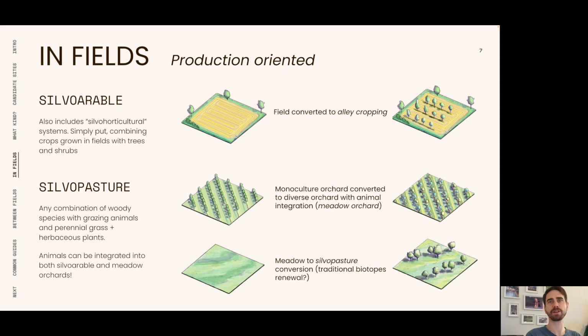Let's look at the in-field practices briefly. They're all generally production-oriented, all right? So you're expecting that this system produces something that you can measure, in addition to all of the ecosystem services, in addition to everything else that bringing the trees does for the other things that are taking place in the system. So silvo-arable, silvo-horticultural systems, we're just combining woody plants in with generally annual or biennial crops.